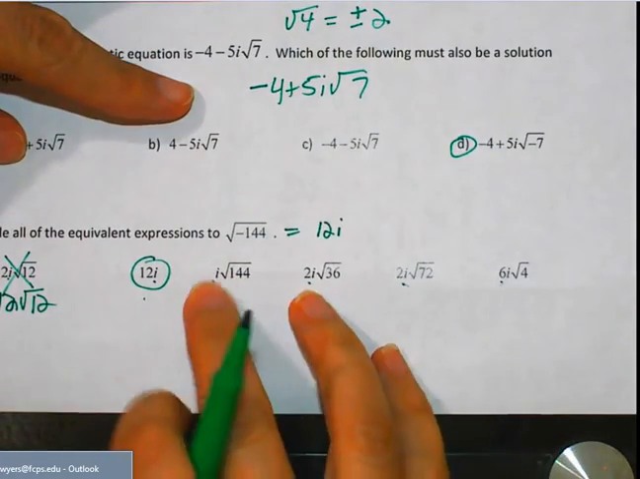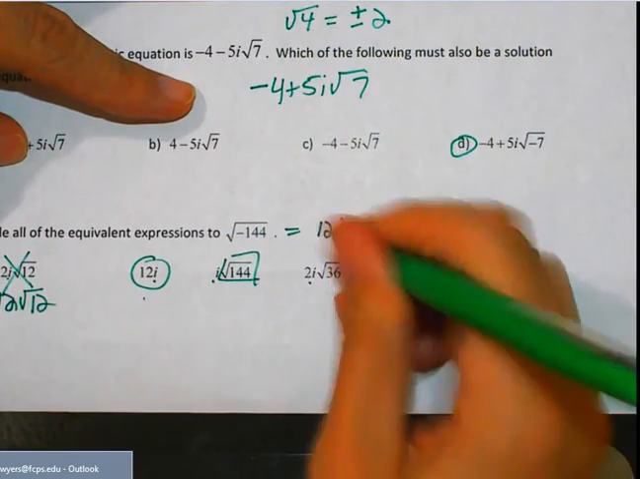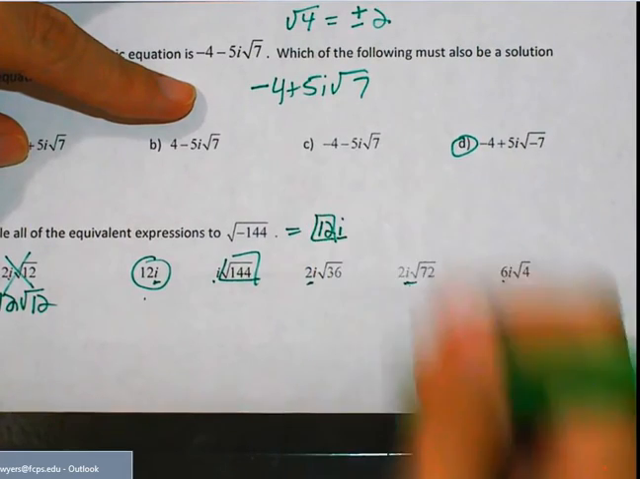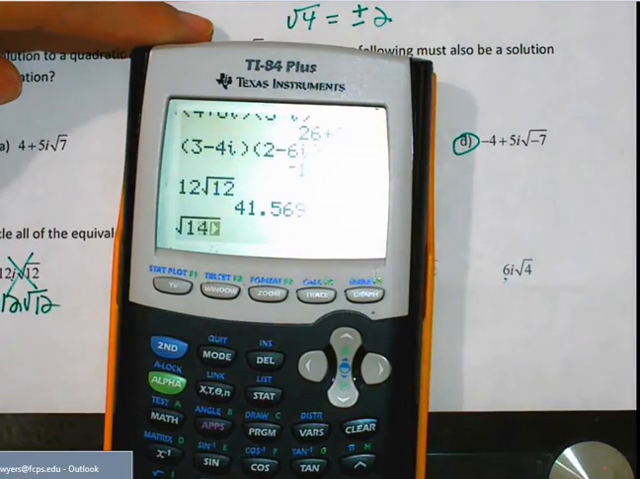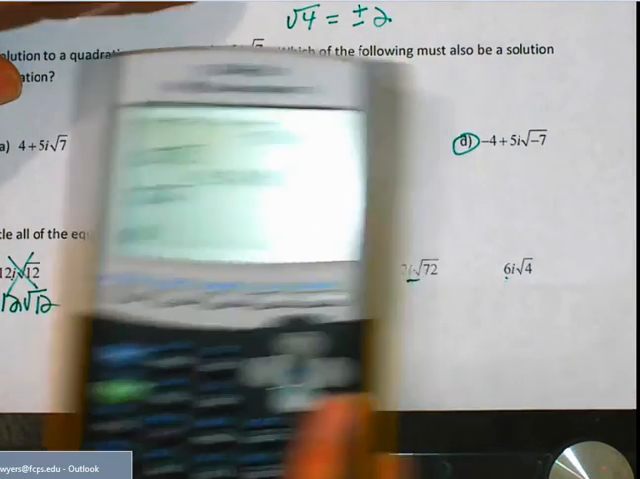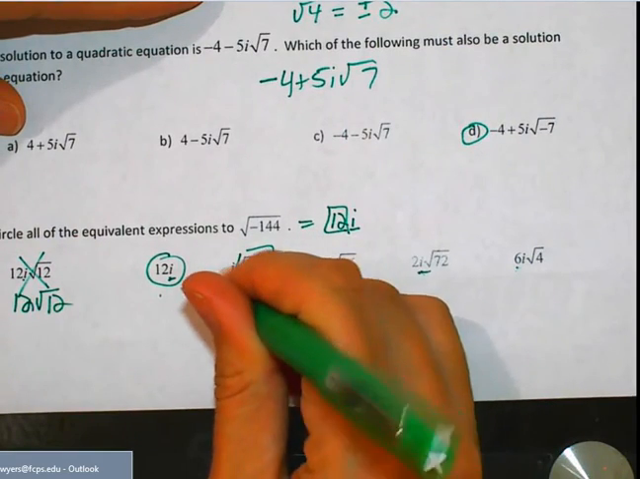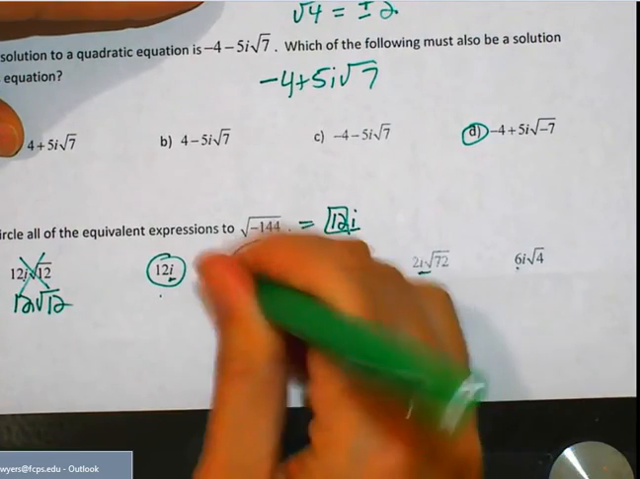So this one is I square root 144. So let's look at this. Remember, the I is the same for all of these, so that's not my concern. My concern is this 12, okay? So the square root of 144, I know is 12. So this one would reduce to 12I as well. So we know that this one works as well.